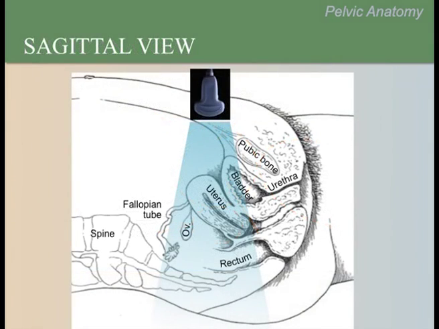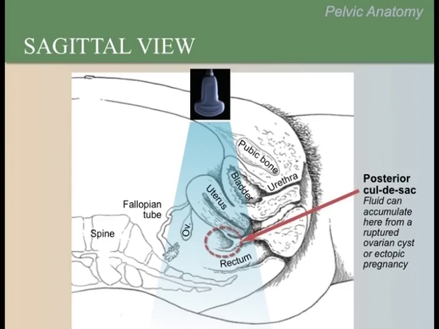Here's a drawing of the female pelvis in the sagittal plane. The left side of the image is towards the patient's head, and the right side is towards the feet. You can see that the bladder is in front of the uterus, and the rectum is behind the uterus. The transducer would be placed just above the pubic bone. A full bladder allows the sound waves to pass through the fluid and nicely image the uterus.